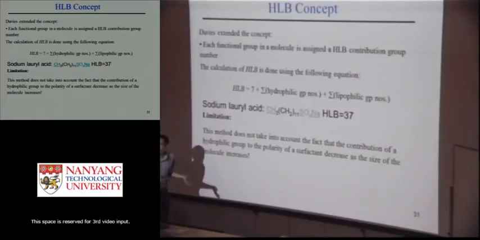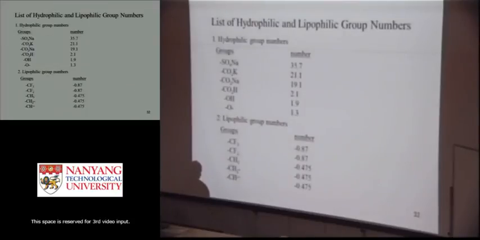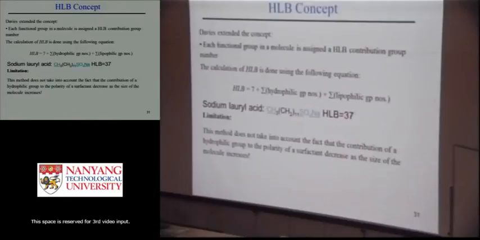So how can I find the value of each individual functional group? Actually, there's a table right here. You can find the table in many handbooks, even online. Let's look at this one as an example.